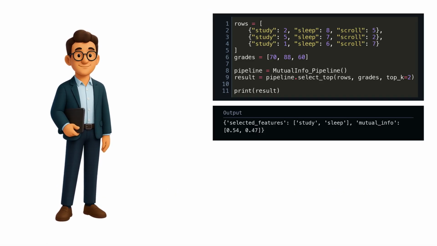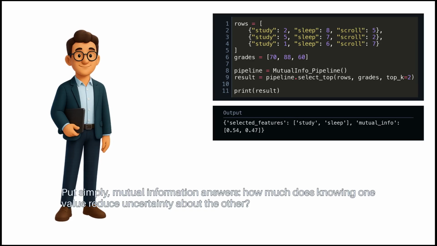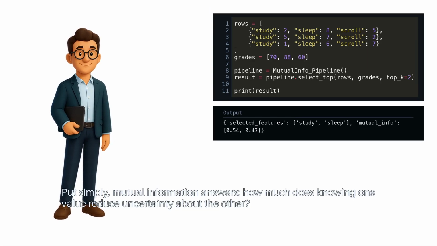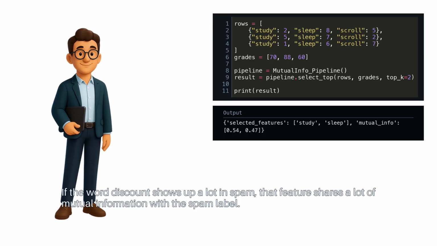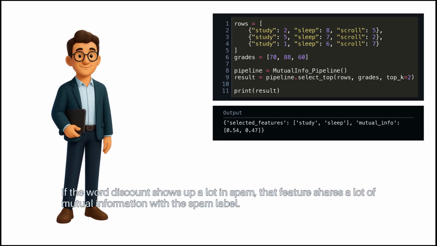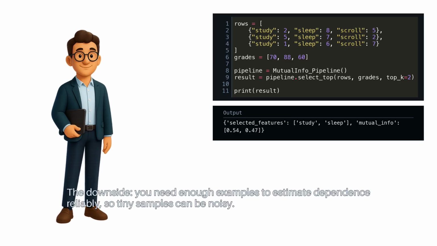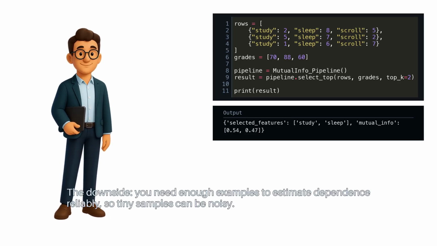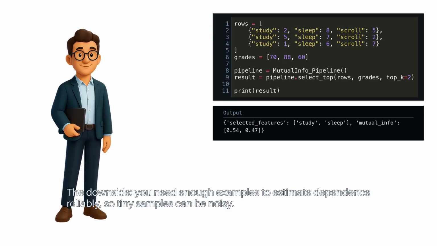medium datasets. Put simply, mutual information answers: how much does knowing one value reduce uncertainty about the other? If the word discount shows up a lot in spam, that feature shares a lot of mutual information with the spam label. It works well for categorical and count data. The downside: you need enough examples to estimate dependence reliably, so tiny samples can be noisy.